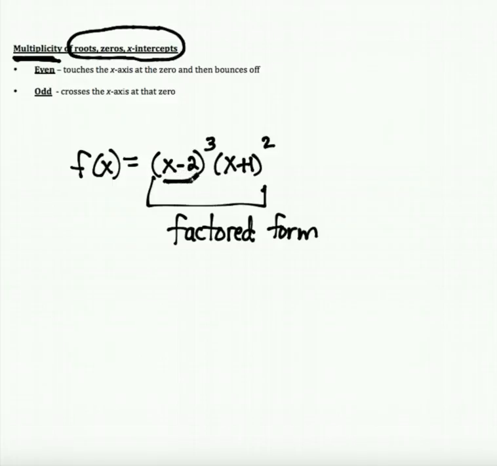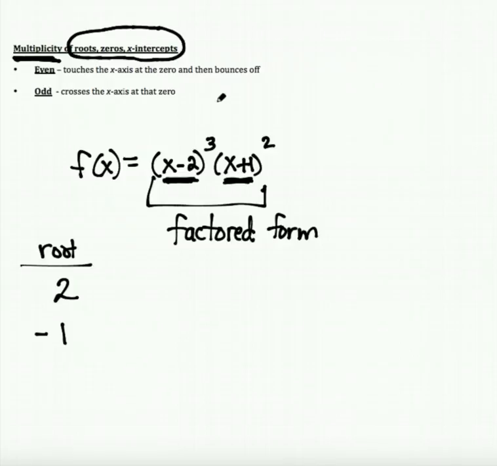Well, x minus 2, what is going to make that equal to 0? Well, the root would be 2. 2 minus 2 is going to give me 0. The other root, we have x plus 1 squared. What would make this 0? Well, negative 1. So those are my roots.